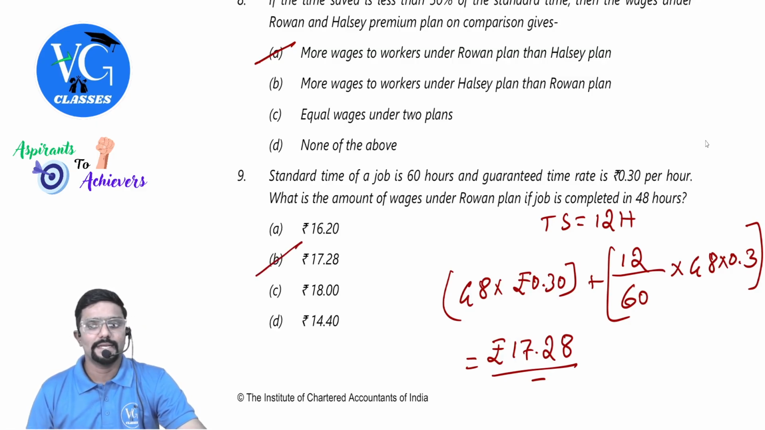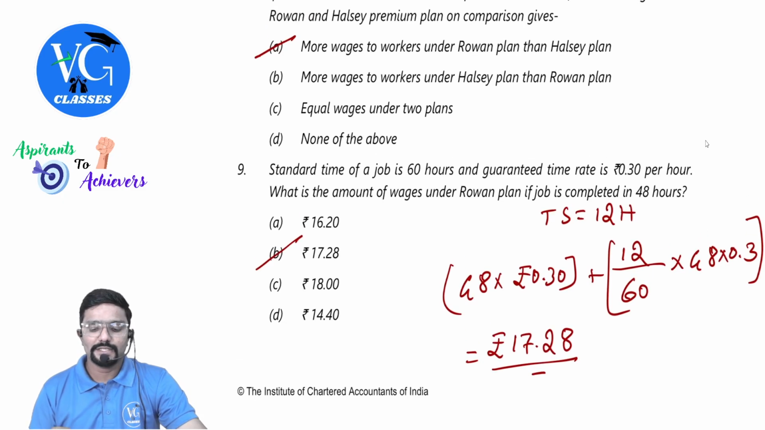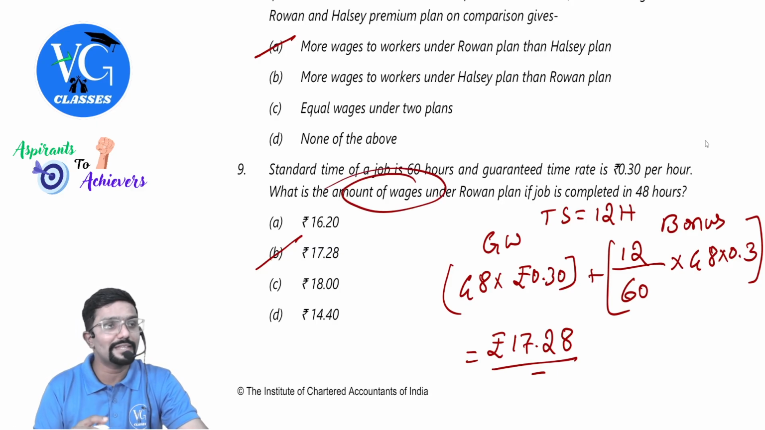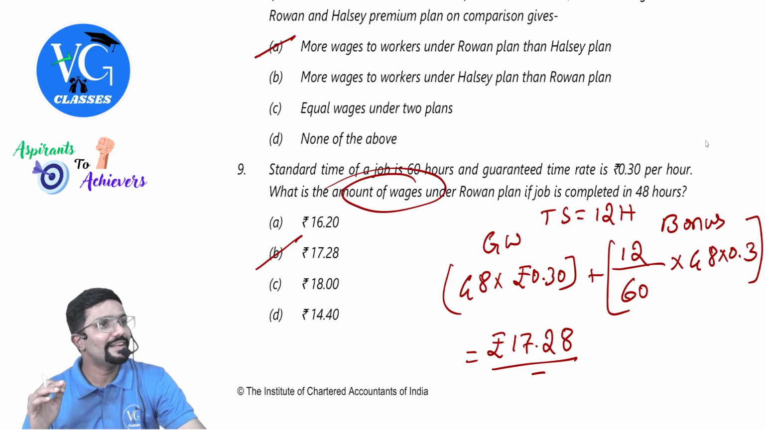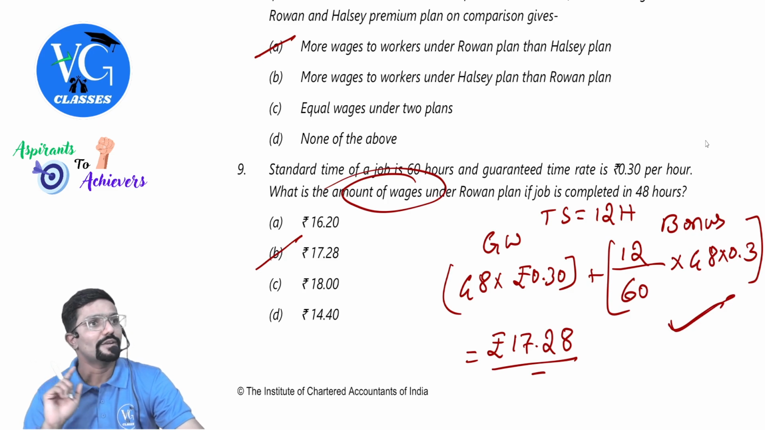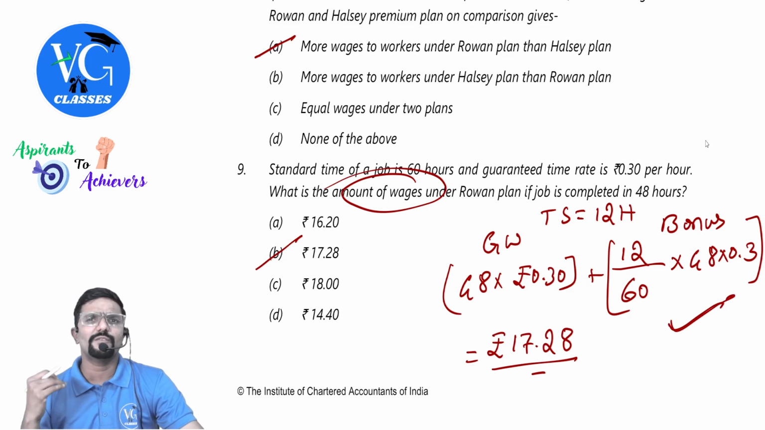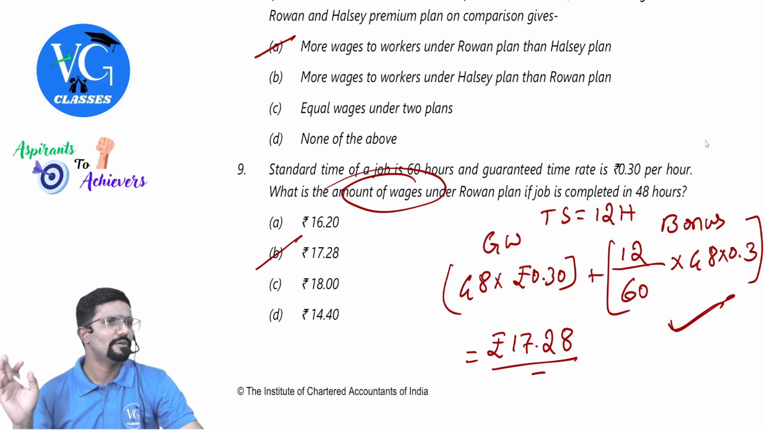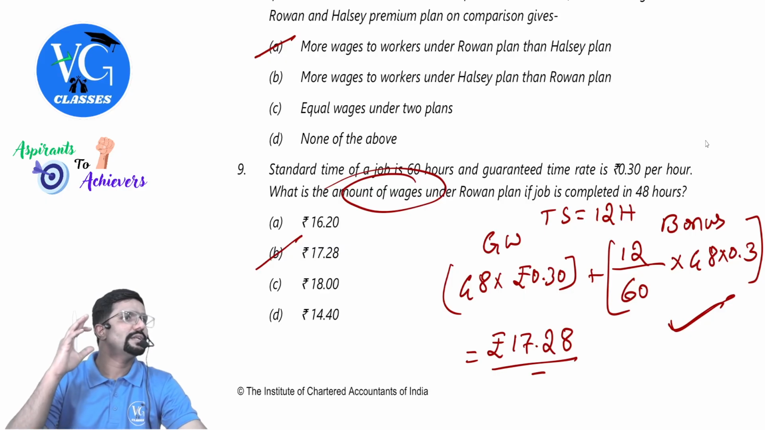17.28, guys. The first part is the guaranteed wages or basic wages. This is the bonus, guys. Sometimes please be careful in MCQ. Instead of amount of wages, they may ask only bonus. Clear? Only bonus. In that case, your answer will be only the second part, not the full amount. When they ask wages, salary, total wages, it is the full amount. Any doubts, sir, Nitin?